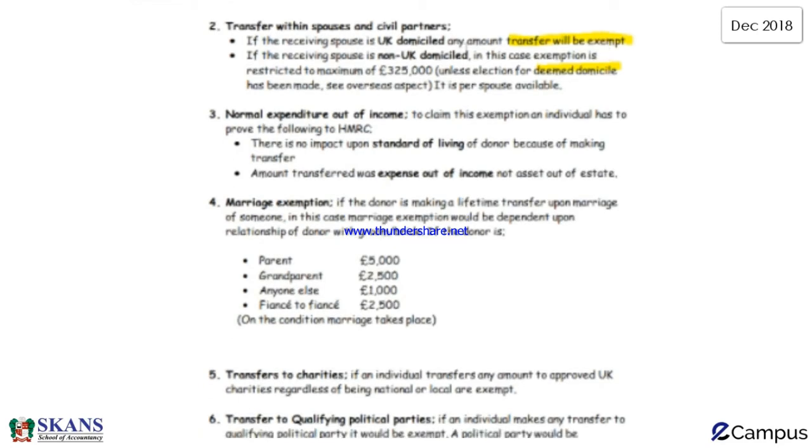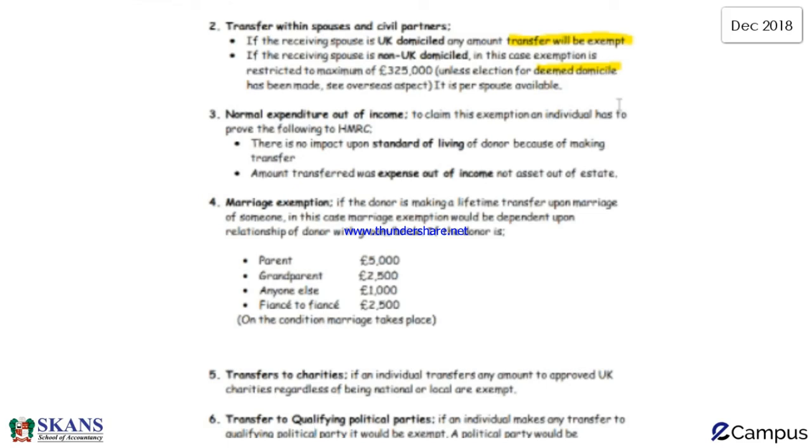But if a non-UK domicile spouse became deemed domiciled because of any of the three reasons which will be discussed in the later part of this session, in that case, yes, we can transfer an unlimited exempt amount to such a spouse who is deemed domiciled, either through election or because of either of the other two reasons which we still have to discuss.